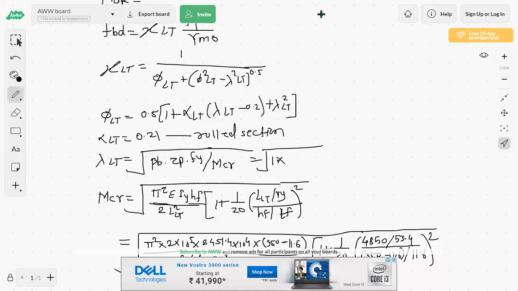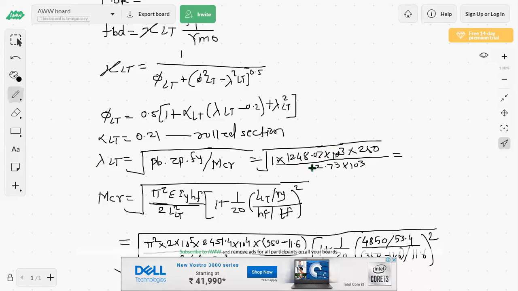Please put 1248, correct. 1248.07 into 10 raised to 3. Okay. Into Fy is 250, divided by MCR. Now here divided by MCR. So MCR is your 22.73 into 10 raised to 3. So calculate lambda LT. Use the root.